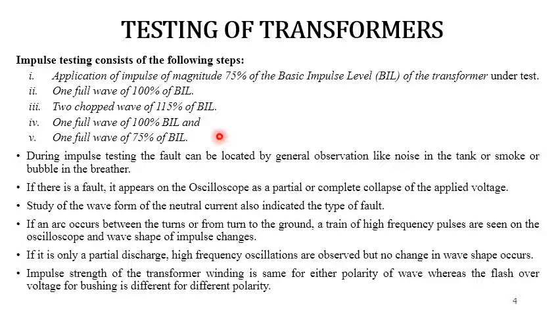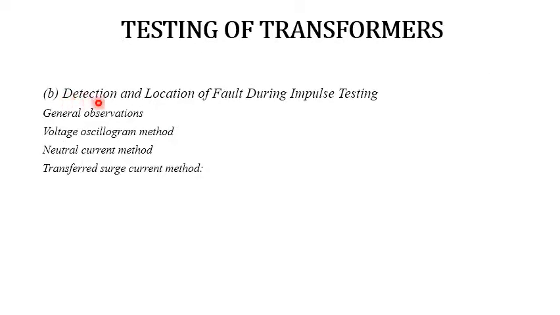So it is very important to see that the grounding is proper and the windings not under test are suitably terminated. So this is the sequence which you are going to follow for the impulse testing on the transformer. It is quite a challenging task to detect and locate the fault during the impulse testing. These are some of the methods for the detection and location of the fault. The first one is general observation.